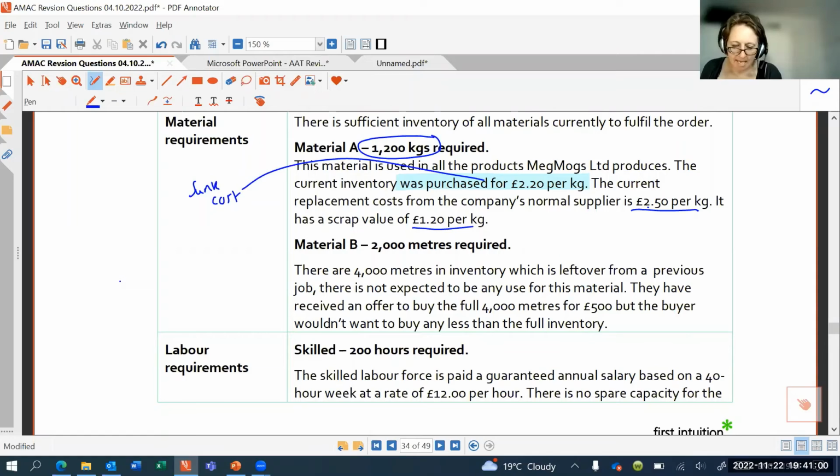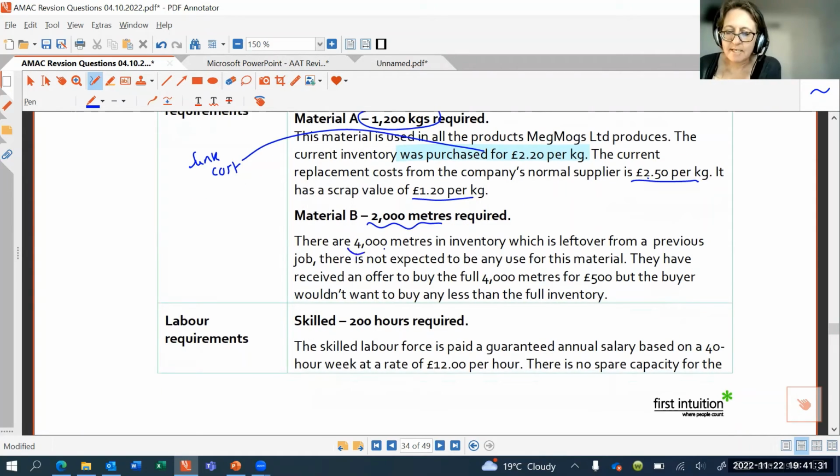Should we do material B next? There are 4,000 meters in inventory. I need 2,000 meters, by the way. 4,000 meters in inventory left over from a previous job. Okay, so the cost of those would be irrelevant because it is past. It's sunk. There is not expected to be any further use for this material. Now that's interesting because it basically means that I've got all this leftover material and I've got nothing to use it for. I have no use for it.